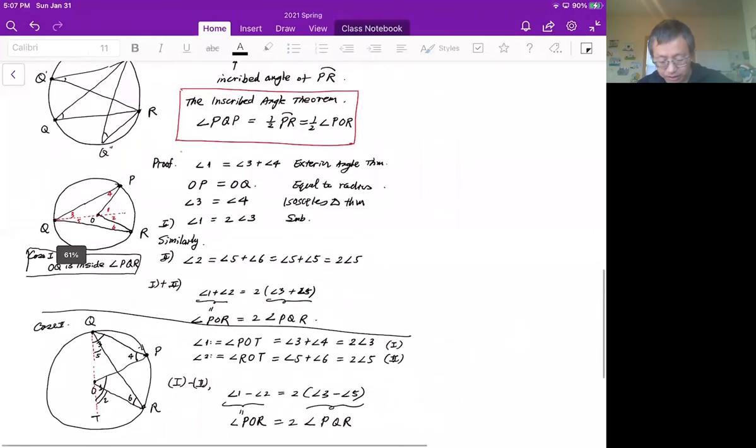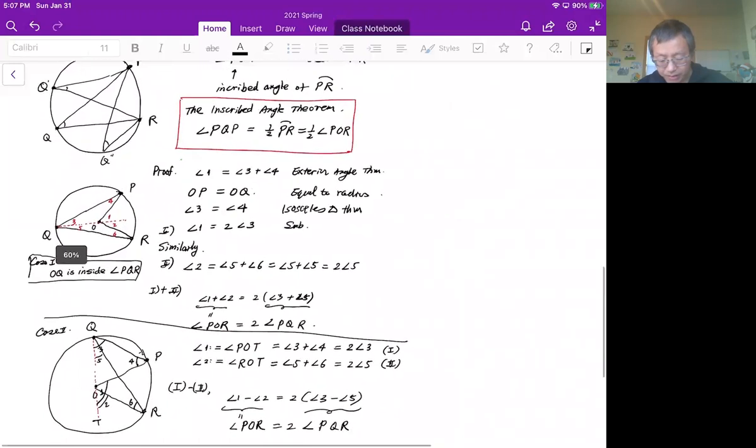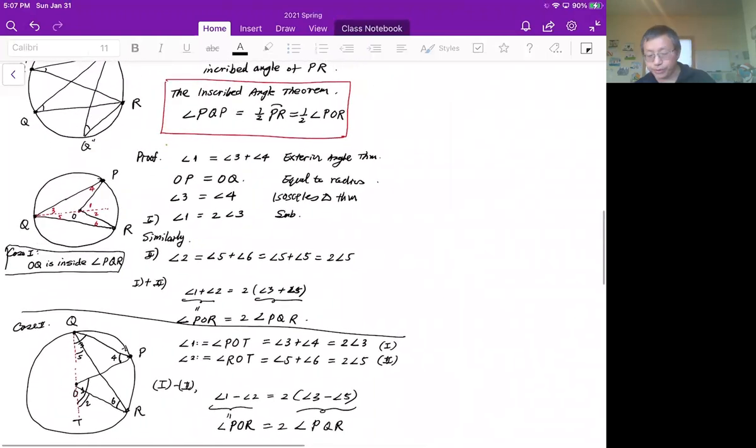So anyway, I'm going to give you 1 minute for the first theorem for circles. Okay, first theorem for circles.